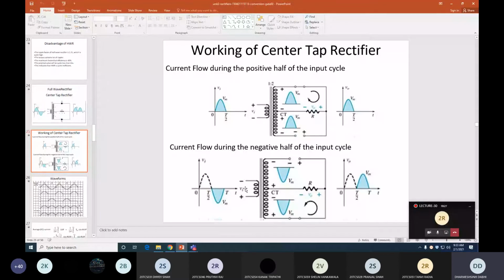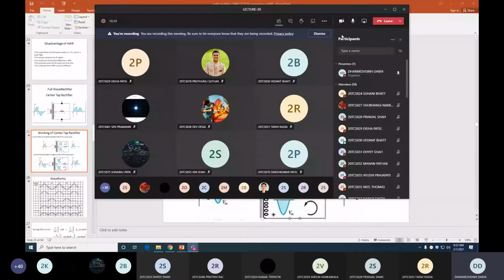Clear? So let's understand it again graphically with the example of a mobile charger. So I think you can clearly understand it.